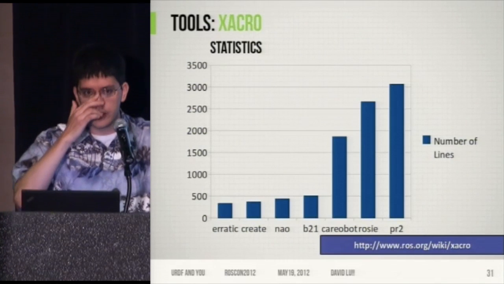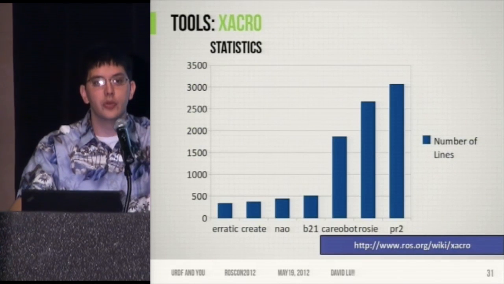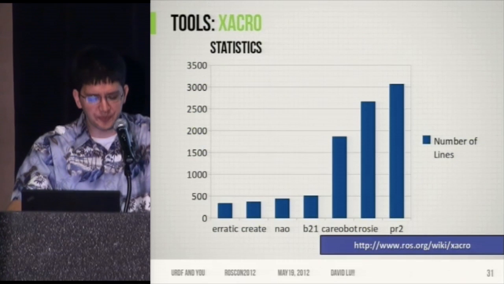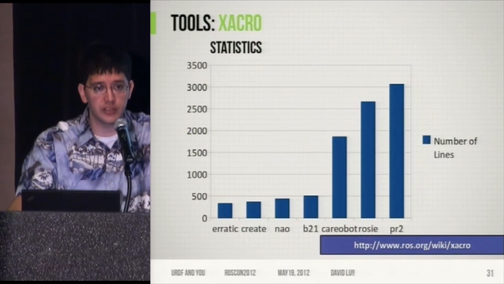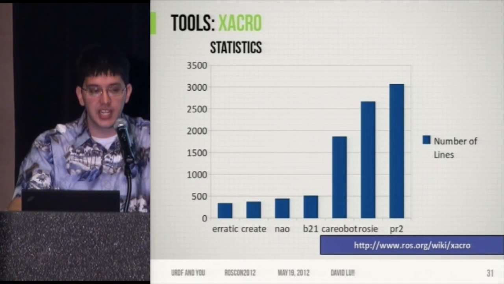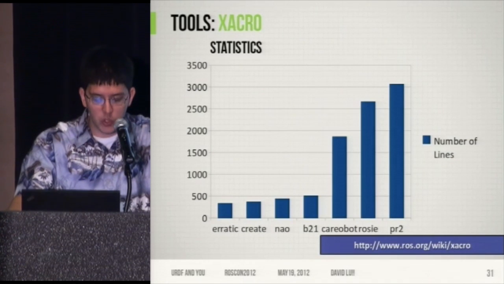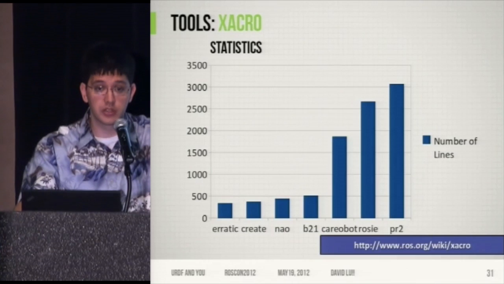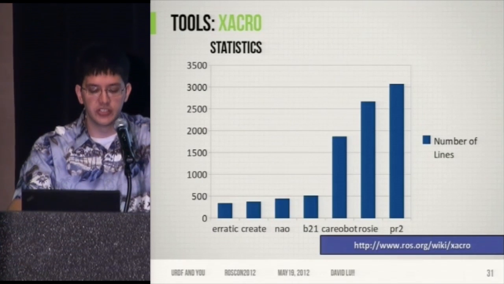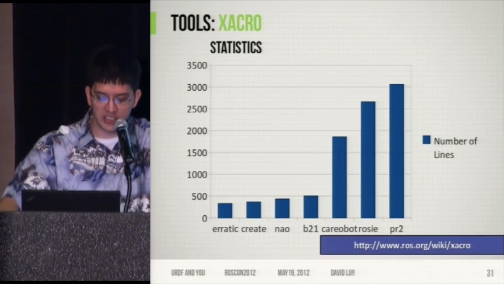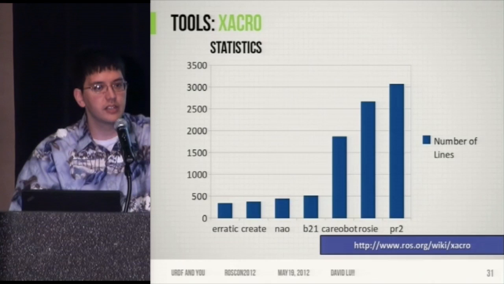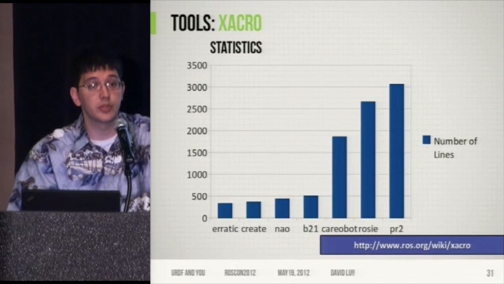But the biggest tool that is out there for helping you improve your URDF files is Xacro. And so just a couple statistics. If you were to actually write out the full URDF for a number of different models, it can get quite big. The Erratic, the Create, the Nao, and the B21 Lewis all have around about 500 lines in them. But then it starts to get a bit bigger. The Carobot, Rosie, and the PR2 are all a bit bigger, with the PR2 having over 3,000 lines of code if you actually write the whole thing out.